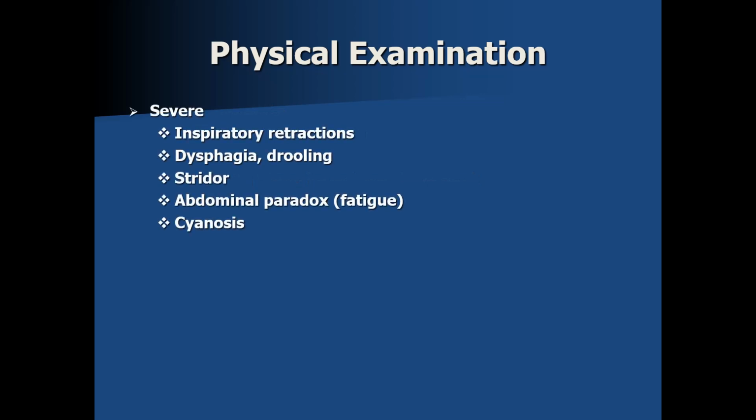In severe obstruction, there may be inspiratory retractions. These may be supraclavicular as well as intercostal. The patient may be unable to swallow, producing dysphagia and drooling. Stridor may be a common sign. Abdominal paradox is an ominous sign because it indicates that there is diaphragmatic fatigue. Another ominous sign is cyanosis.